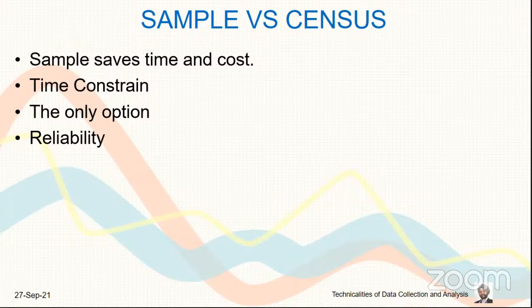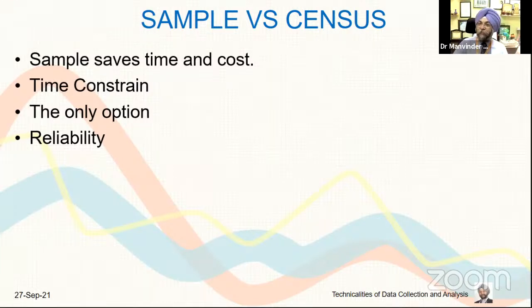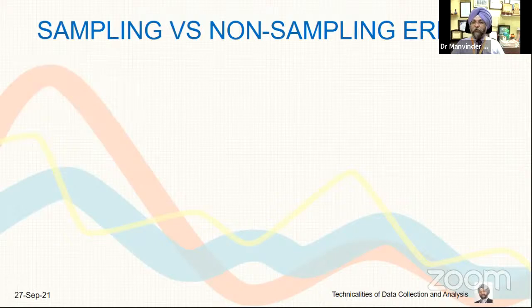Is there any specific rule, sir? I'm coming to probabilistic and non-probabilistic sampling. There we will be discussing all this. After going with sampling and non-sampling error, we will be doing that also, right, sir? So we will be discussing it over there. Okay, thank you.